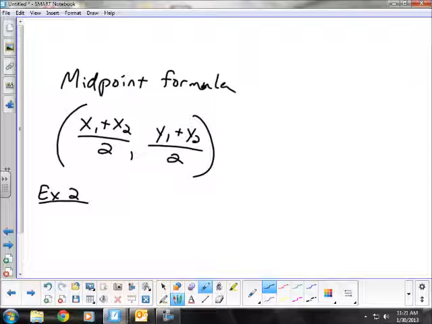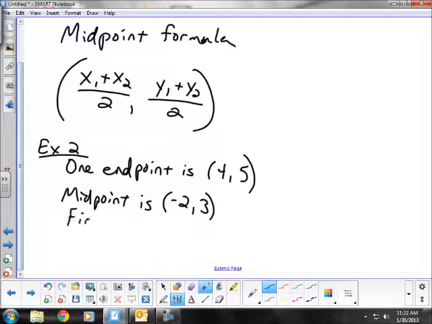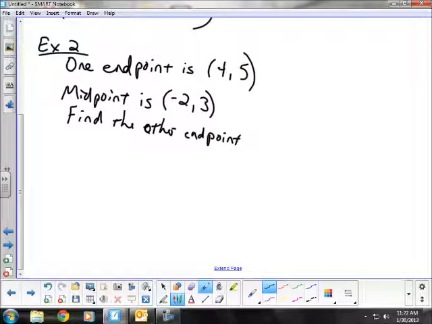All right. So if I have a segment and one endpoint is the point 4, 5, and the midpoint is -2, 3, and they want me to find the other endpoint. Anybody got any ideas on how we'd start out working that?